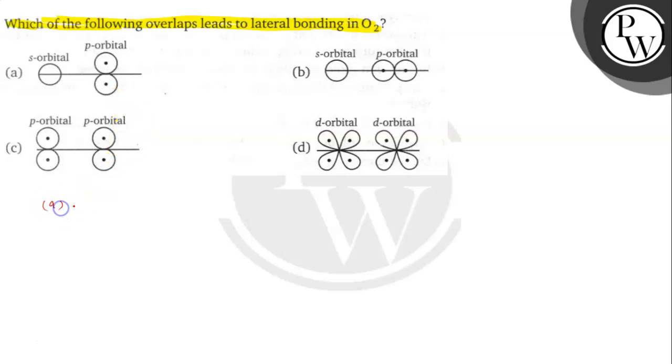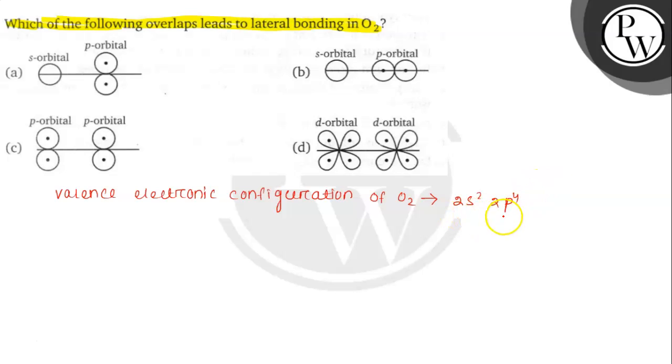First, we'll write the valence electronic configuration of the oxygen atom. The valence electronic configuration of oxygen is 2s2, 2p4, or we can write 2p as 2px2, 2py1, 2pz1. So this is the valence electronic configuration of oxygen.